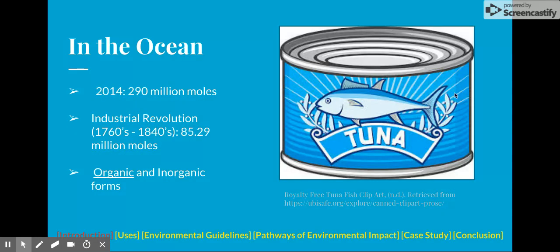Mercury in the ocean currently reads at 290 million moles, which is more than 3 times higher than the 85.29 million moles recorded during the time of the Industrial Revolution. In the ocean, mercury has organic and inorganic forms. Later, we will discuss the organic forms, which are familiar to us because of its presence in the seafood industry.